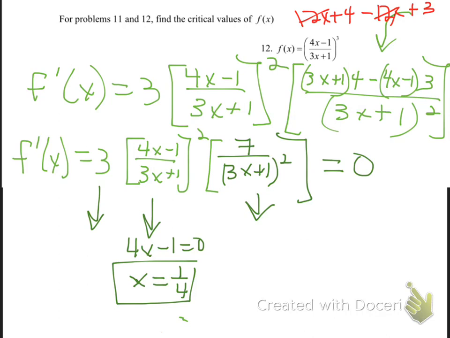So I have to make sure something is not in my answer. I can't have this denominator ever go to 0. That will only happen at negative 1/3, so I would have to exclude that. But that doesn't impact my one single critical value, which is a positive 1/4, and we're done. So those are those 4 problems.